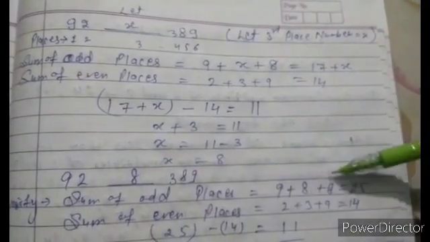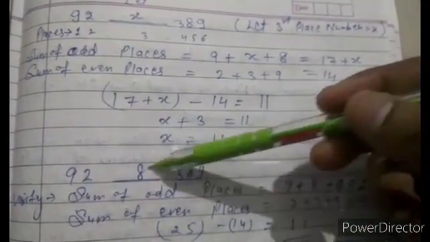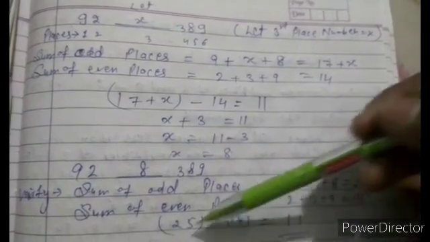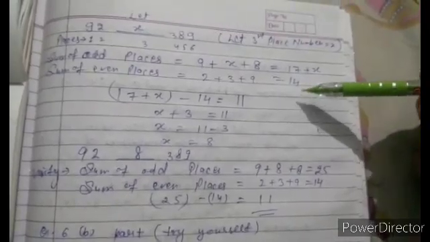Now we can verify our answer. After keeping the value 8 in odd places, and even places already 14, after subtraction we will get 11. So question 6 part B, you can try yourself.